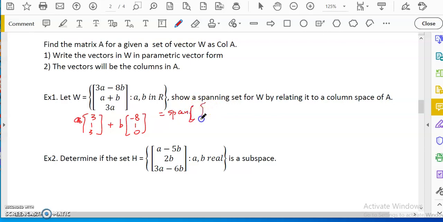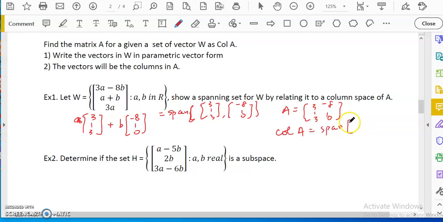Spanned by (3, 1, 3) and (-8, 1, 0). And so this must be A. So A's columns are the spanning set. We would say A is the matrix with columns (3, 1, 3) and (-8, 1, 0). So Col A is equal to the span of these two vectors, (3, 1, 3) and (-8, 1, 0). So it's really easy to do. You just do the rewriting.